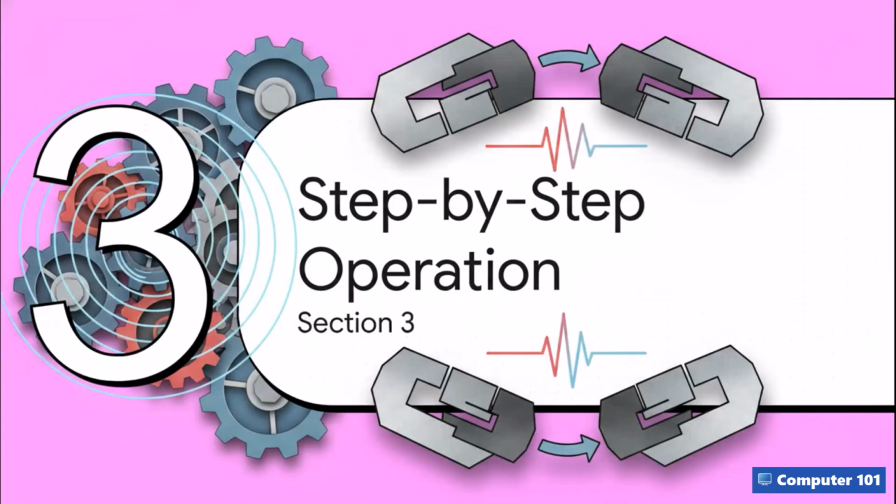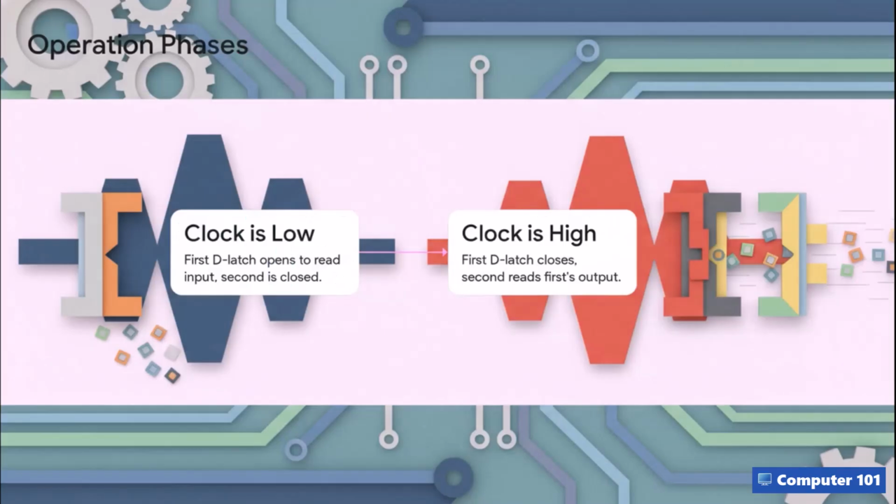Which brings us to Section 3, step-by-step operation. This is the absolute core of our explainer. We're going to slow down time and watch this dual latch airlock heartbeat operate step by step. I want you to mentally prepare yourself for two distinct mechanical phases in the clock cycle. In phase 1, the clock signal is low, which opens our outer latch. Then in phase 2, the clock signal flashes high, which slams that outer latch shut and pops the inner latch open. Let's trace exactly how this data flows.